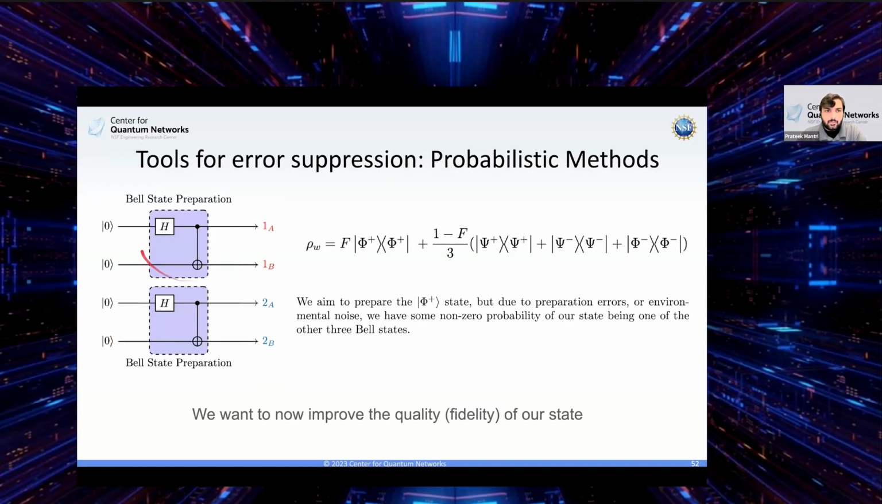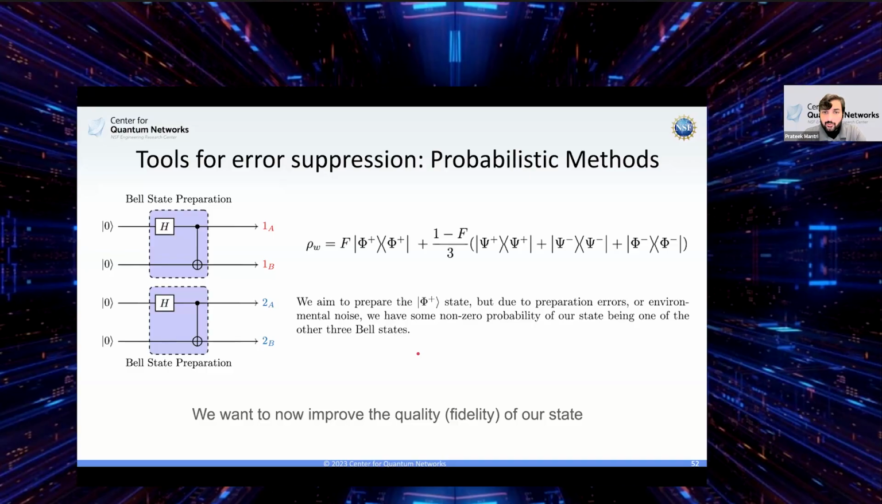Now, let's think of this scenario. We prepare two Bell states, and we send one part of the Bell state to Alice and the other part to Bob, and we do the same with the second Bell pair. So we send one to Alice, represented by the subscript over here, and the other to Bob. Now, can we use these two Bell states to improve the fidelity of the Bell pair, or the link, between Alice and Bob?